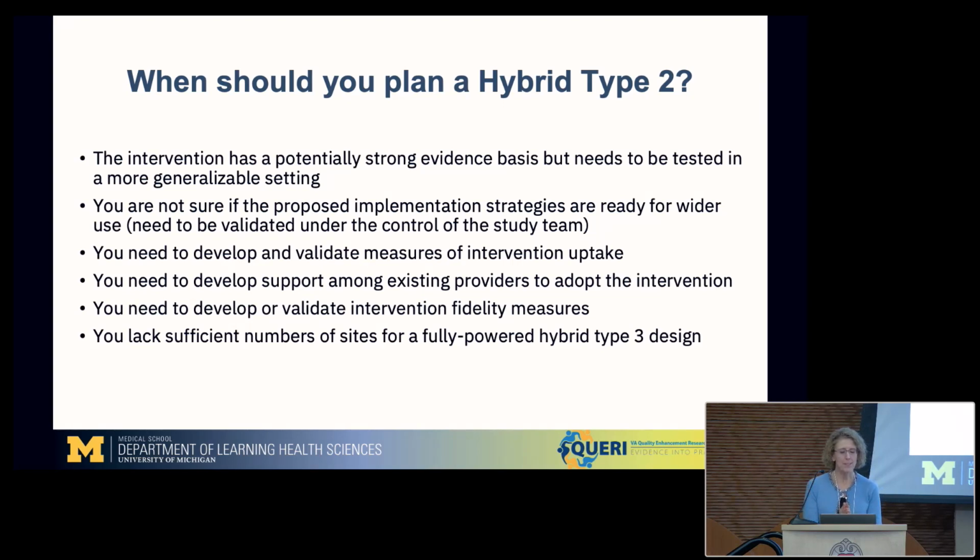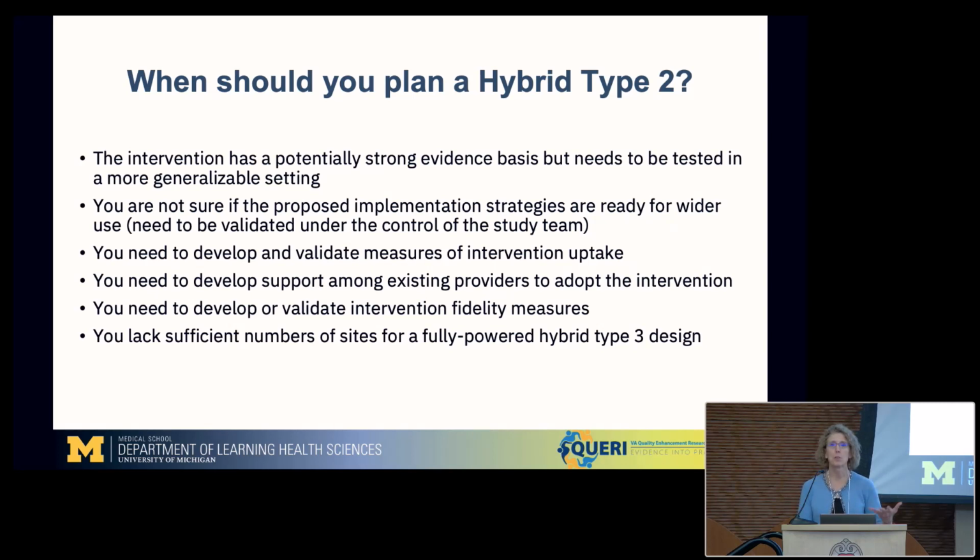but needs to be tested in a more generalizable setting. So you have something like the collaborative care model, but you've only tested it in primary care settings. You want to test it in community mental health. You're not sure if the actual implementation strategies are ready for prime time. That essentially they need more refinement. So you use a hybrid type 2 to pilot test your implementation strategies. You then basically also need to develop that additional support and rapport with existing providers.